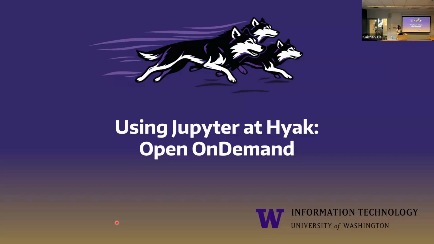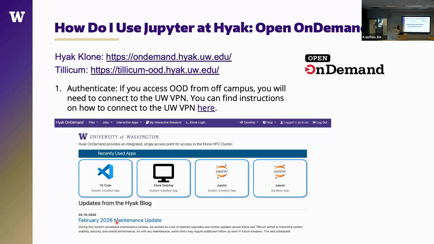Okay, so then you can run Python scripts directly with the command line interface, either interactively or with a Slurm bash job, running it unattended. But here we will focus on how to run Python using Jupyter through Open OnDemand. Both Hyak Klone and Tillicum provide access to JupyterLab and Jupyter Notebook through a web portal called Open OnDemand. And here are the links.